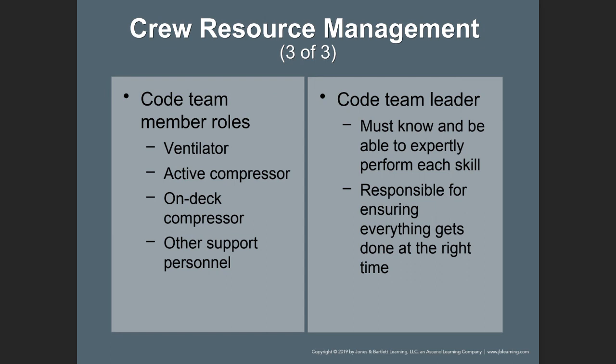Code team member roles: you have ventilator, active compressor, on-deck compressor, and other support personnel. The code team leader must know and be able to expertly perform each skill, and is responsible for ensuring everything gets done at the right time. Again, I will emphasize, two persons running a code is not effective. You need at least 3 or 4 persons to run a code in the field and run it properly.